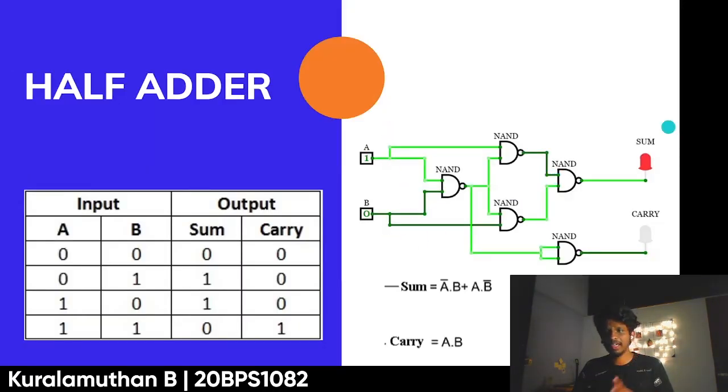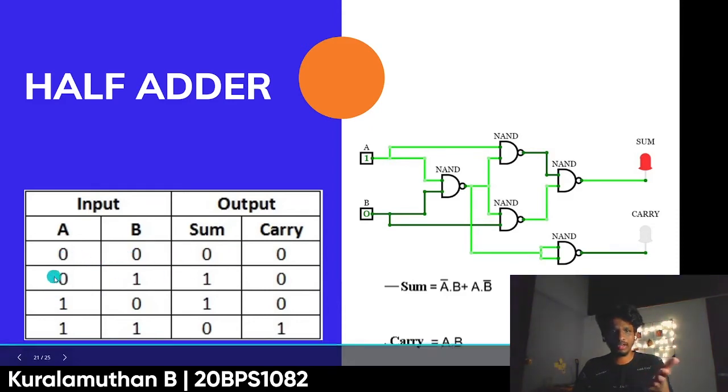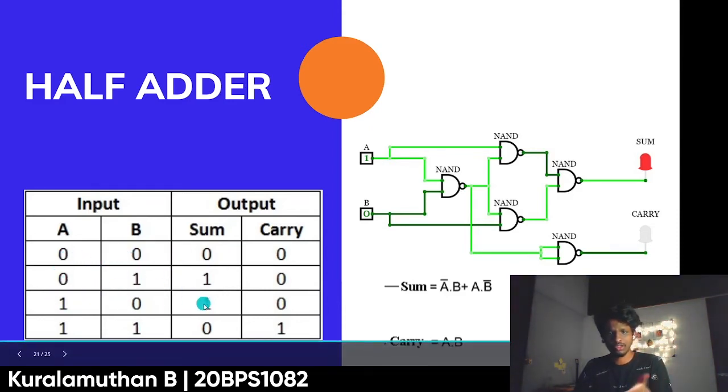So this is the pin diagram of the half adder, and here I have designed the half adder using only NAND gates. What the half adder basically does is add two binary numbers. It takes a 2-bit input, performs addition between them, and produces the sum and the carry. Here we see that 0 plus 0 is 0, 0 plus 1 is 1, 1 plus 0 is 1, but 1 plus 1 gives you a sum of 0 with a carry of 1. That's why we have two output lines, sum and carry.